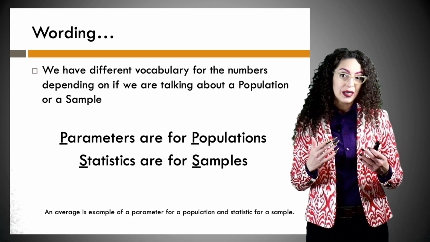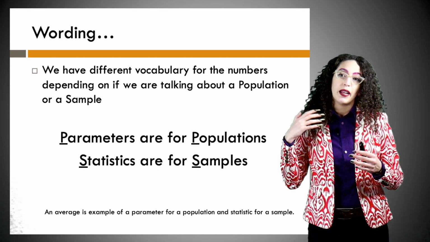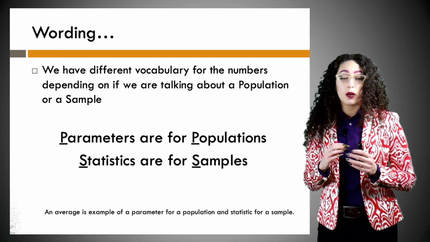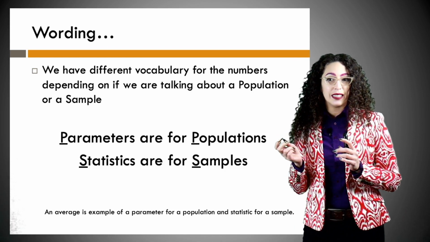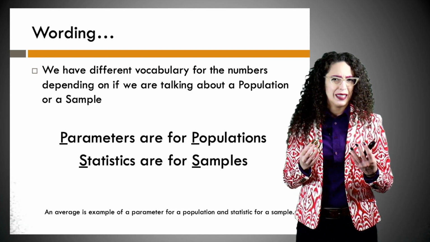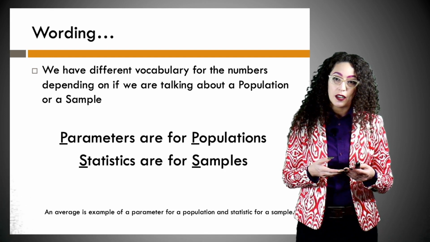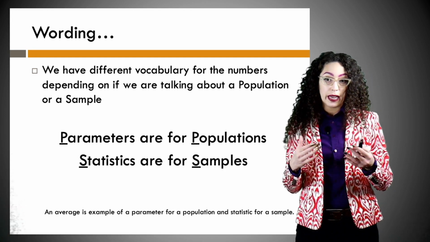So a little bit on wording, we have different vocabulary for the numbers depending on if we're talking about a population or a sample. So parameters are when you're talking about populations, and statistics are for samples. Now you might be wondering, what is a parameter, or technically what is a statistic? So if you were to take the average of a sample, that is called a statistic. That sample average is just a type of statistic.